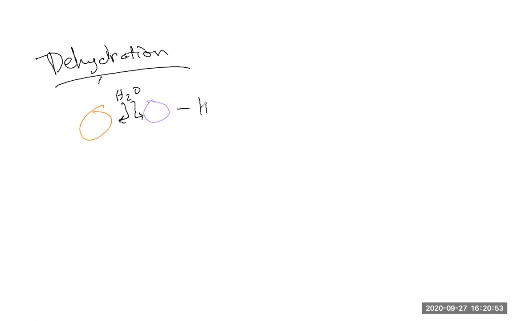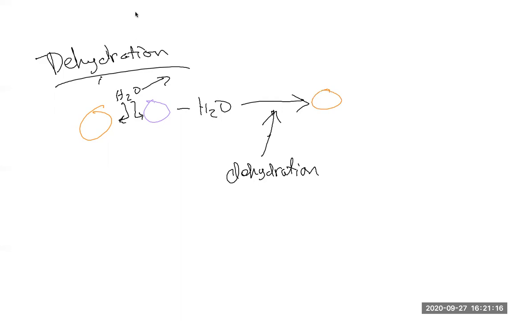So if we remove water, so water is going to go away. We remove water, so let's remember, if we're removing water, what kind of reaction is it? Dehydration. And what's going to happen to our orange and purple circles? They are going to come together and form a bond. And water is going to leave.